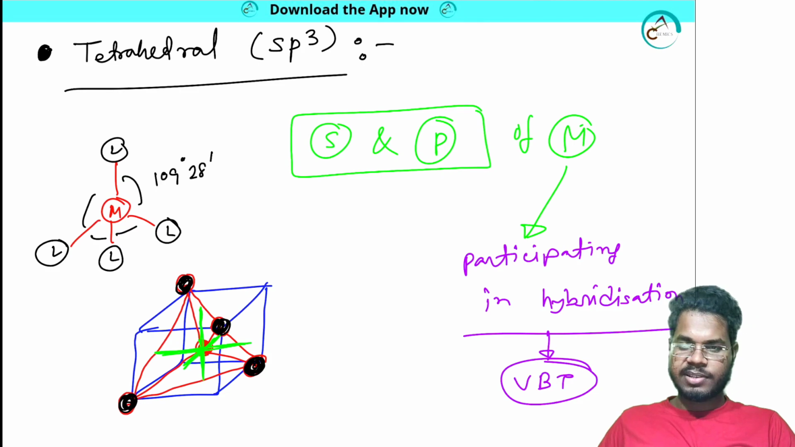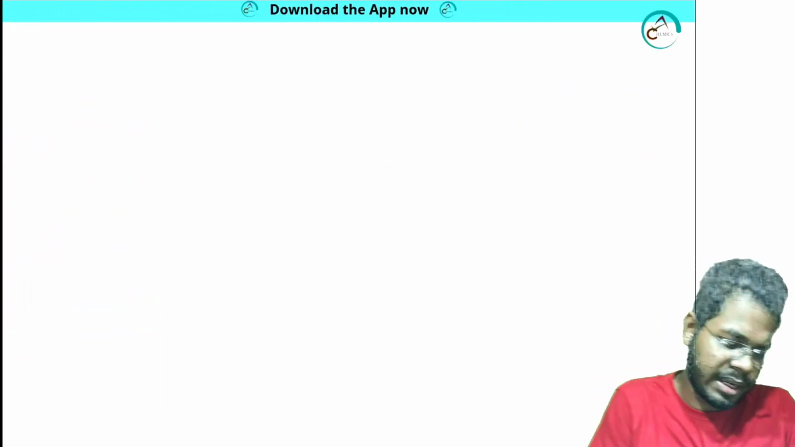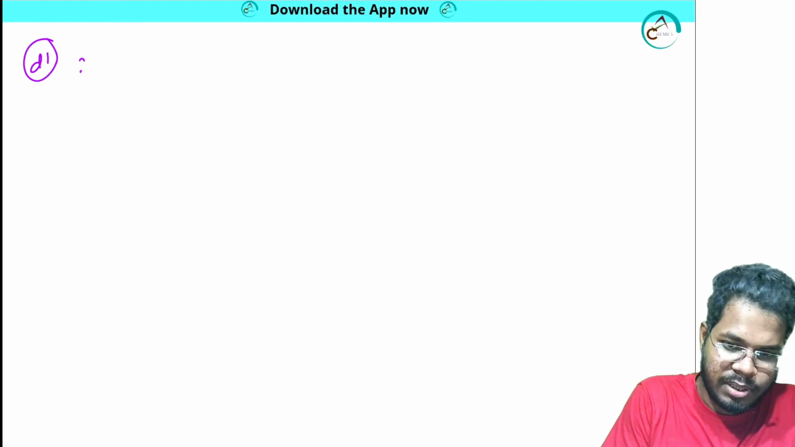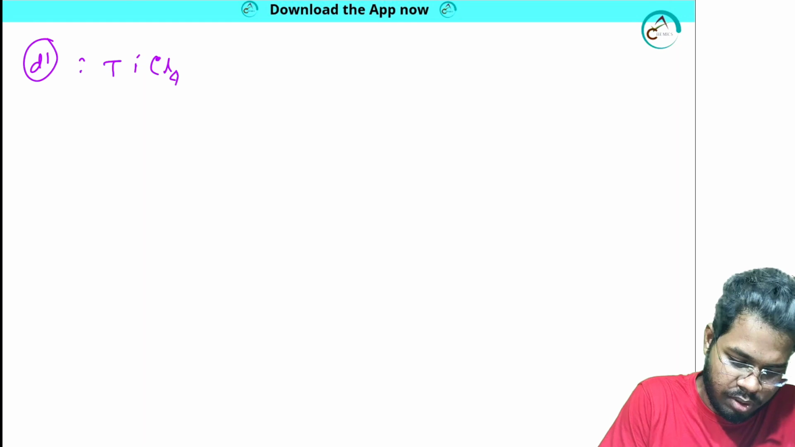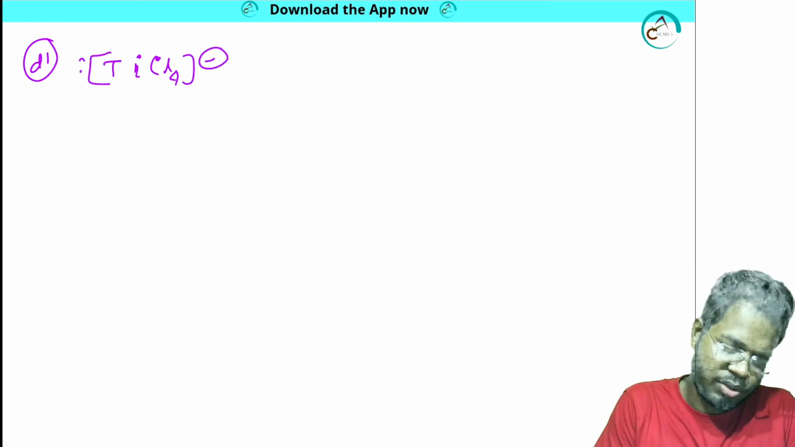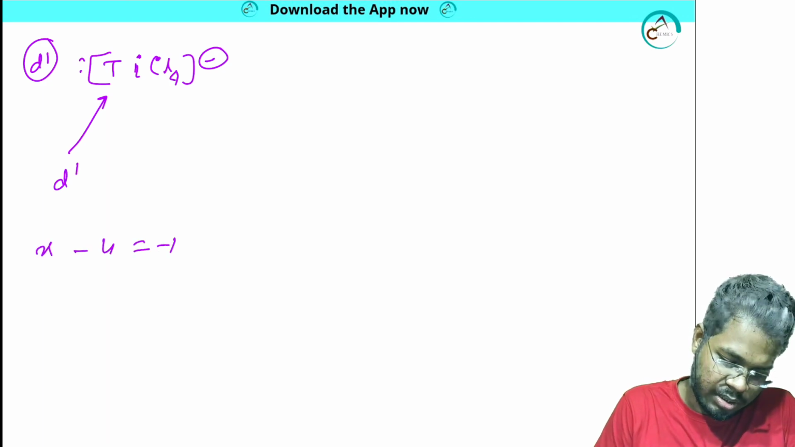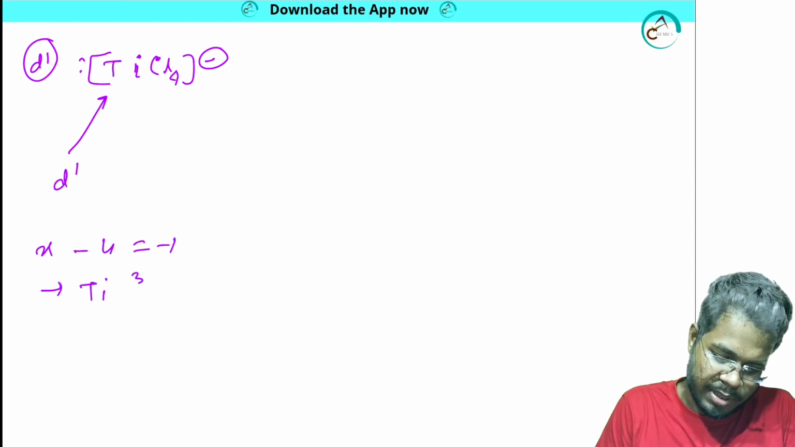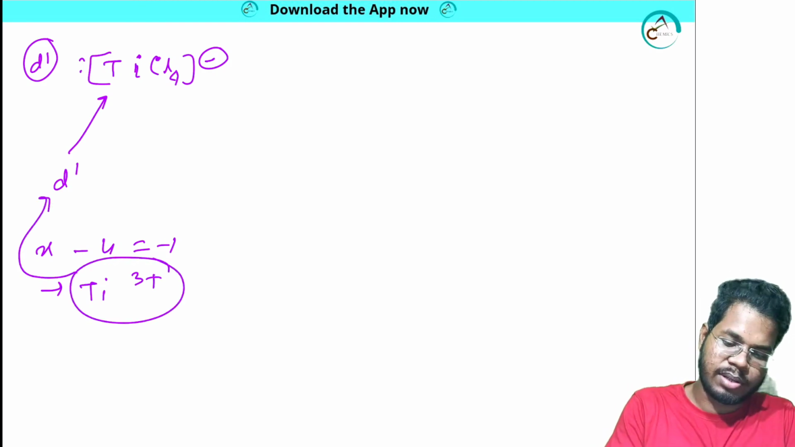So we are done with this sp3 system. I am giving you only one example for this. I am taking a d1 system, the example TiCl4 with one minus charge. So this is the d1 system. How? x minus 4 equals minus 1, so titanium 3 plus, x value is plus 3. So titanium 3 plus is a d1 system.